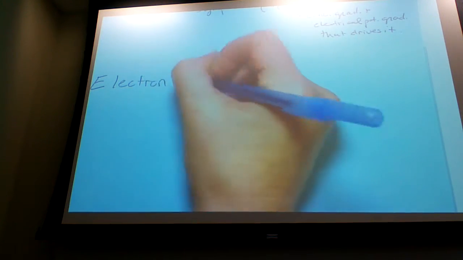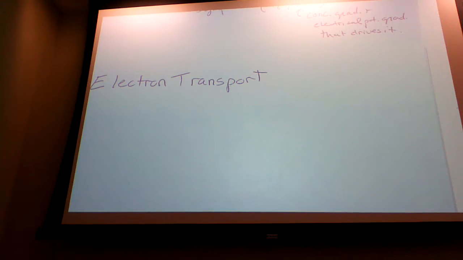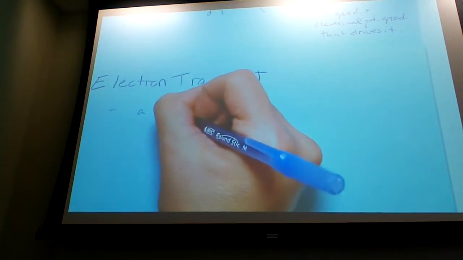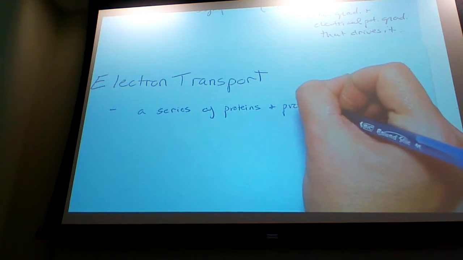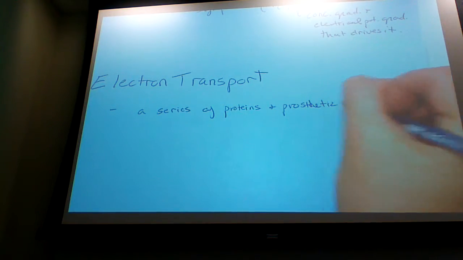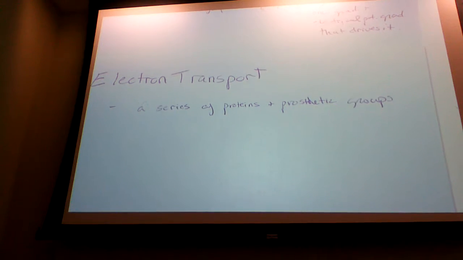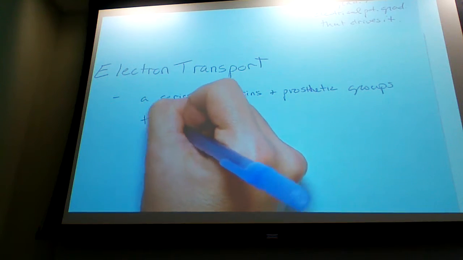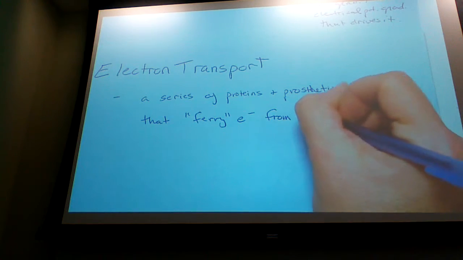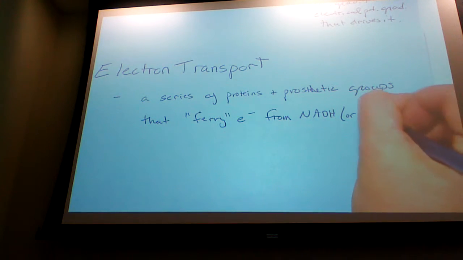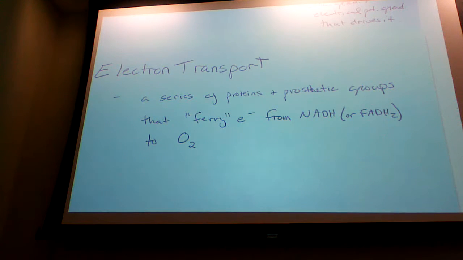So, electron transport. This is a series of proteins and prosthetic groups, and those might be cofactors or coenzymes, that carry electrons from NADH or FADH2 to oxygen, which is our final acceptor of the electrons.